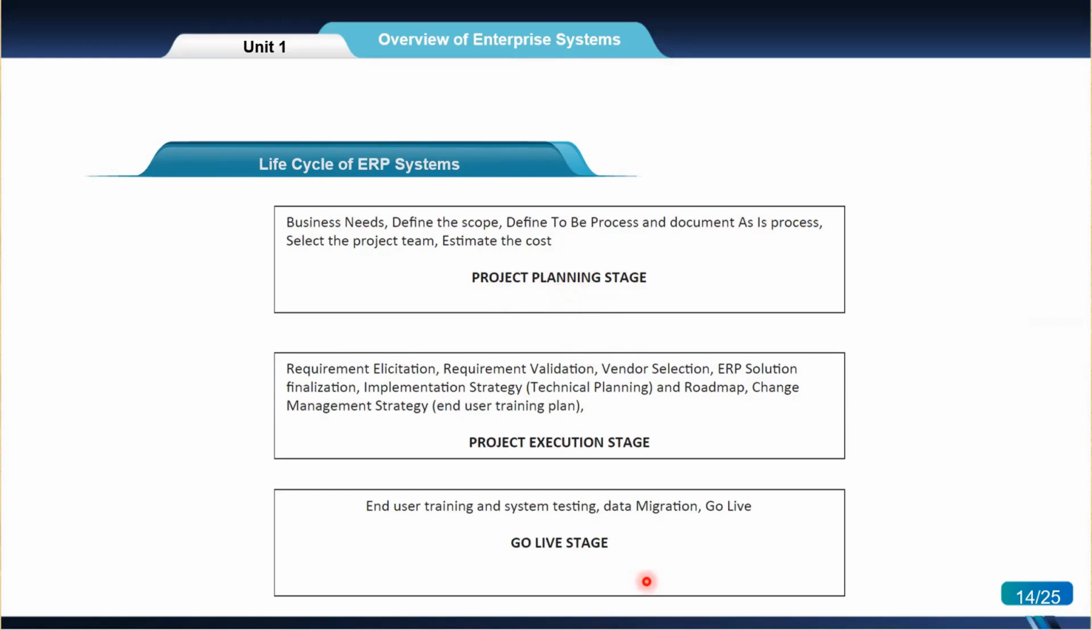Then, the third and final step involves training the users and performing data migration from the old systems to the new ERP system, then going live, which makes this system available to users and stakeholders.